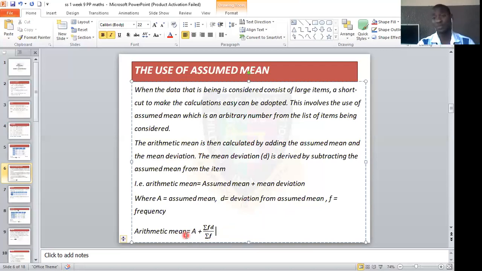Arithmetic mean using assumed mean, a question can come in that manner. We have A plus summation FD divided by summation F, where F is the frequency and D is the deviation. I will take an example to explain that.